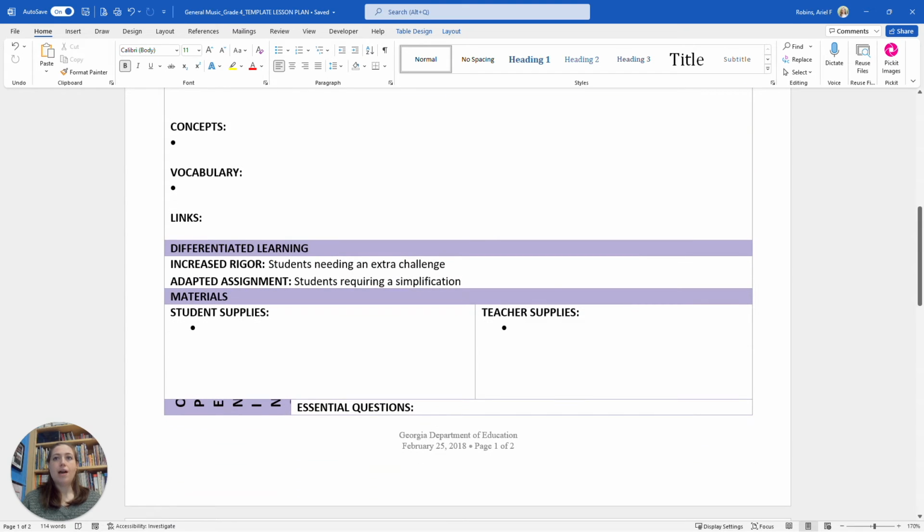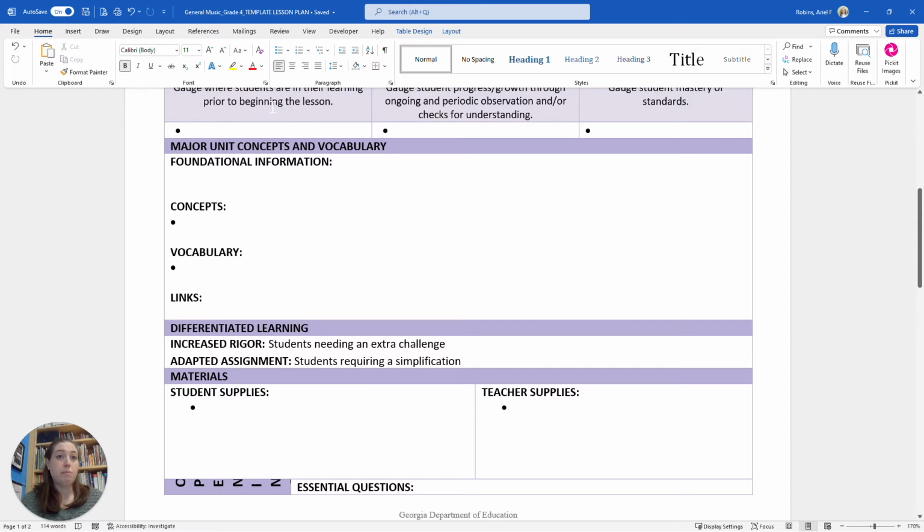Then it also has a spot where you can specifically say, what are you going to do to increase the rigor for students who need an extra challenge, and how are you going to adapt the assignment for students who are requiring simplification. And this might be your special ed learners, or it might be students who excel at reading melody, but maybe don't know the Italian terms for expression. So it's a fluid situation of who might fit into these categories, which, again, going back to your diagnostic assessment, will help you figure out which kids go into which category.